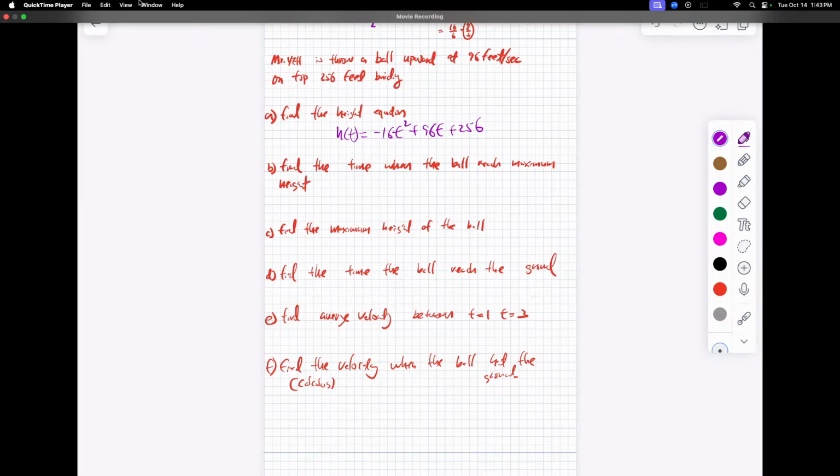Negative b over 2a. That's pretty easy. I just can't read it. It's time for the long range exams.